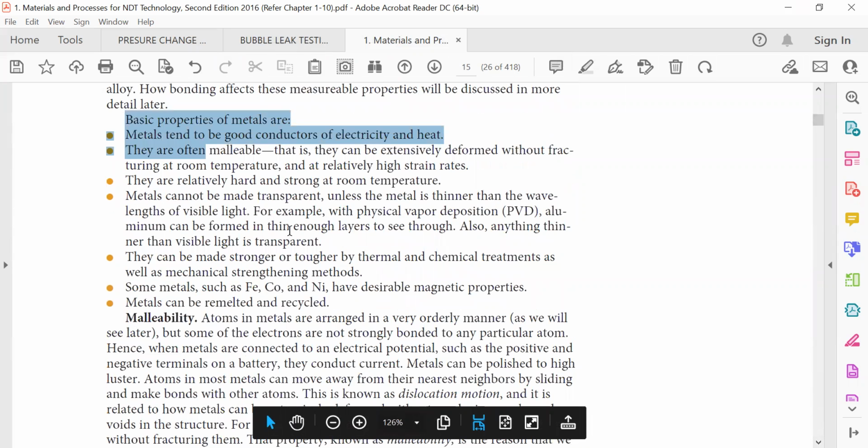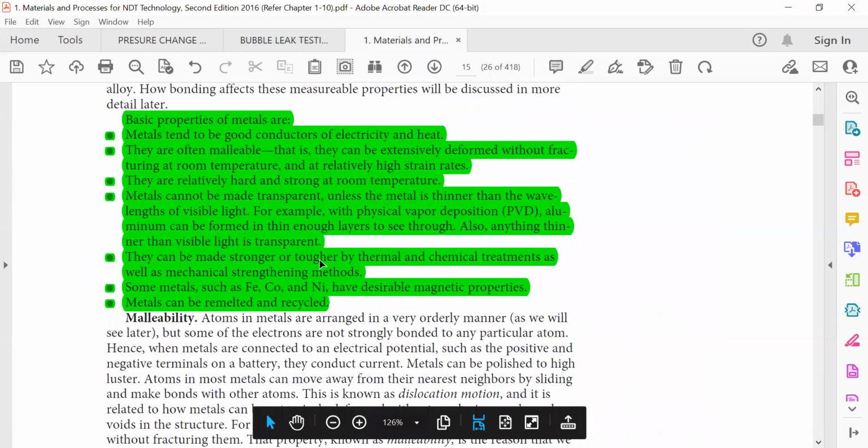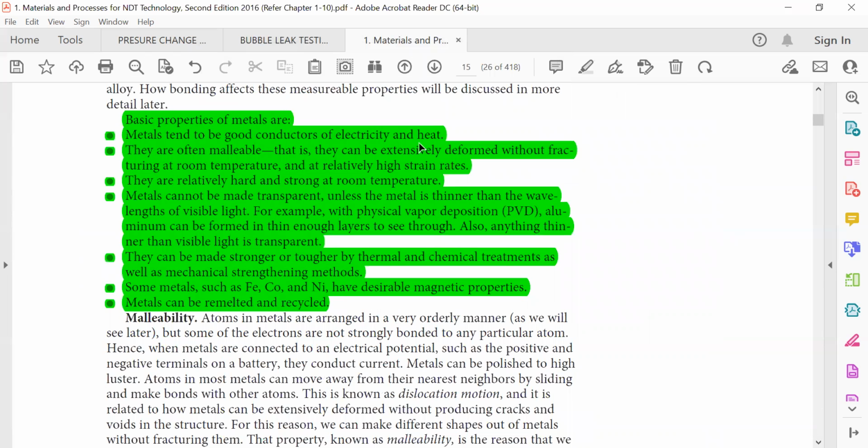Basic properties of metal. Metals tend to be good conductors of electricity and heat. They are often malleable. That is, they can extensively deform without fracturing at room temperature and relatively high strain rates. They are relatively hard and strong at room temperature. Metals cannot be made transparent unless the metal is thinner than the wavelength of visible light. For example, with physical vapor deposition, aluminum can be formed in thin enough layers to see through. Also, anything thinner than visible light is transparent.